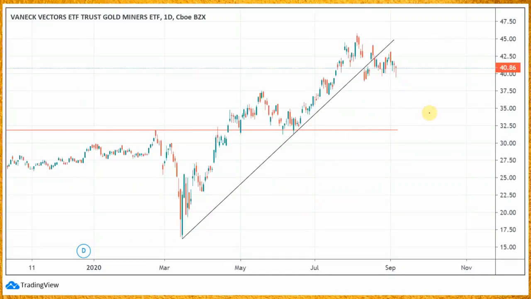Moving on to gold miners, this is the GDX, and a few weeks ago we saw the break of this long-standing upwards trend line here. We've been moving sideways since then. We still haven't made a lower low yet, although we have made lower highs. But to me, this is starting to look like it could be a descending triangle, in which case a break below this low opens up the target here of around 32.